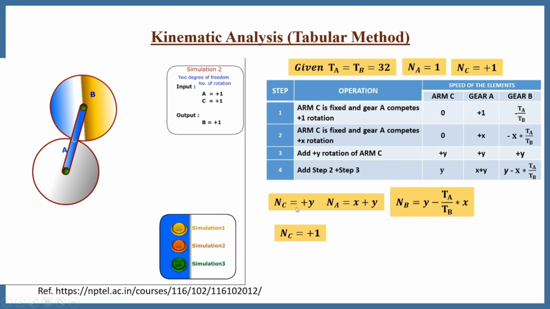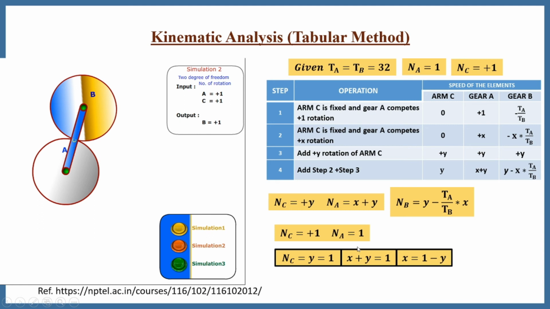Again if we compare these two, Y is equal to 1. Again NA is equal to 1 and NA is equal to X plus Y. That's why X is equal to 1 minus Y. But Y is equal to 1, that means X is equal to 0. That means X and Y are known to us. X is equal to 0, Y is equal to 1.